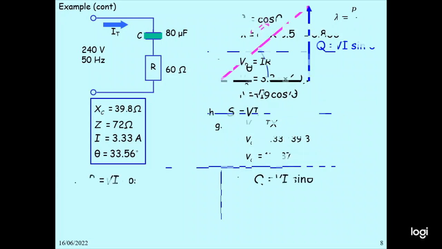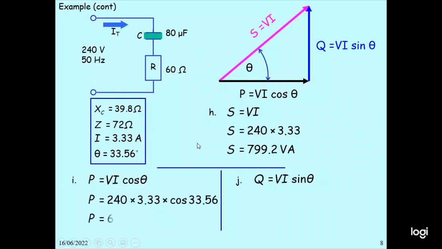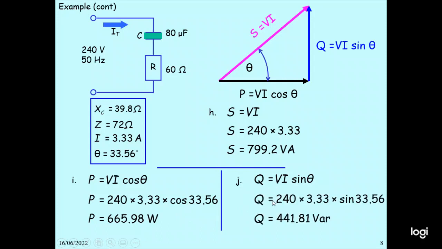And we also have to calculate the power triangle. Real power is VI cos theta, reactive power is VI sin theta, apparent power is VI. So the angle is theta, XC is 39.8, Z is 72 ohm, I is 3.33, theta is 33.56. S equal to V into I, so 240 multiplied by 3.33, you get 799.24. P equal to VI cos theta, 240 into 3.33 multiplied by cos 33.56, 665.98 watt. Q equal to VI sin theta, so 240 multiplied by 3.33 into sin 33.56, you get 441.81 var.